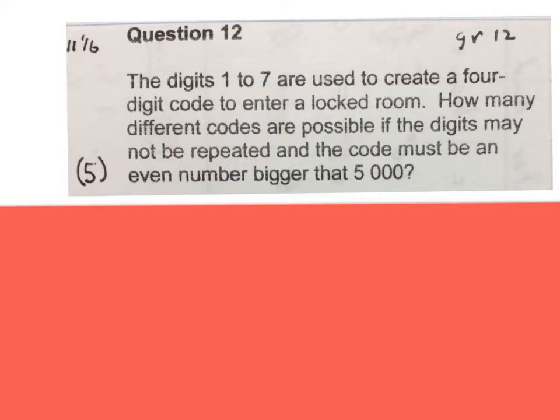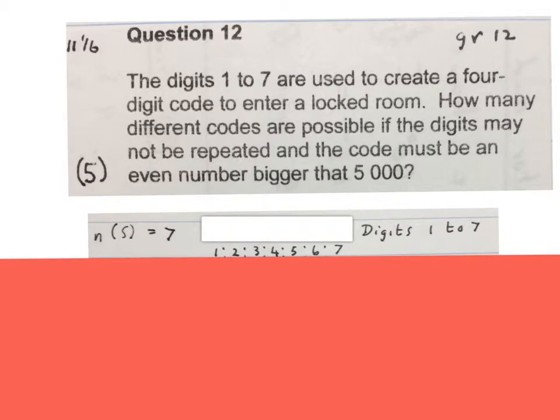In all probability problems, it is good to plan your answer. Firstly, they said the digits 1 to 7 are used. So I write them down. 1, 2, 3, 4, 5, 6, and 7 is used. So the number of data pieces in my sample space is 7. We're not using the numbers 0, 8, and 9.